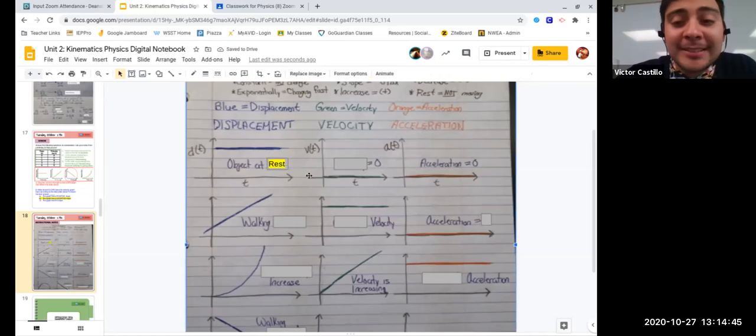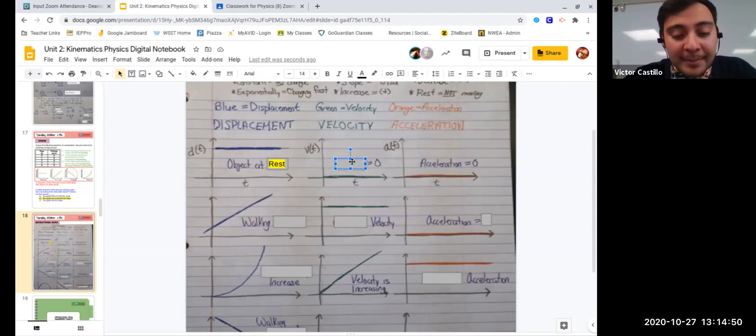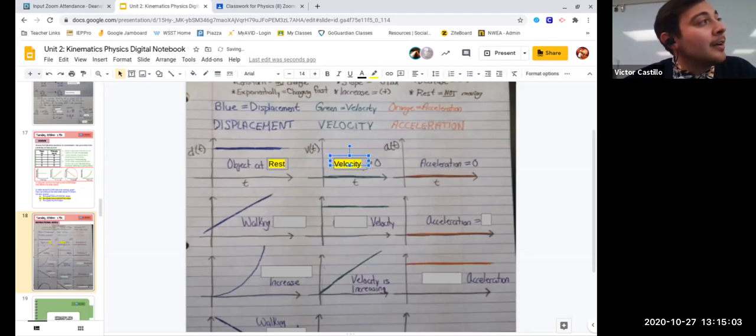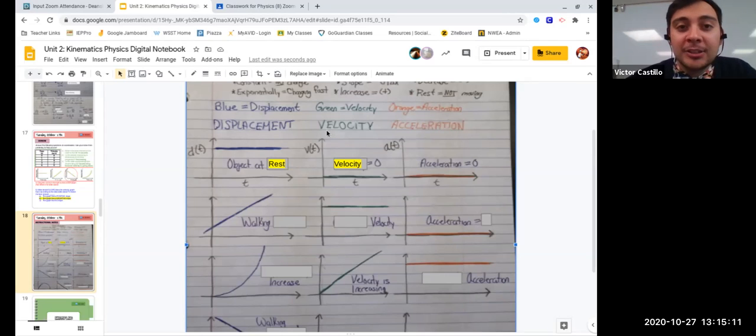Now, if my object is at rest, if I have zero displacement, that means both my velocity and my acceleration are going to be zero, okay? Both are going to be zero because velocity is affected by displacement. Velocity is a change in displacement, and acceleration is a change in velocity, so they're codependent on each other. If the displacement is zero, if it's not moving, that means I'm not going anywhere, and I'm not speeding up or slowing down. So velocity and acceleration are zero, okay?